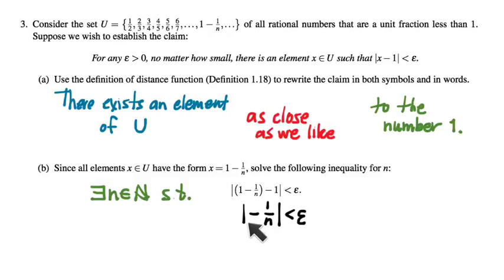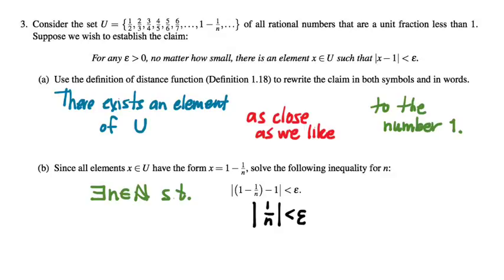Then what happens to this minus? It goes away, because the properties of absolute value tell us that if we have a negative 1 multiplied by 1 over n on the inside, we can break that apart into the absolute value of negative 1 times the absolute value of 1 over n. But the absolute value of negative 1 is 1, and so the minus sign just vanishes. So now we have a slightly simpler inequality.